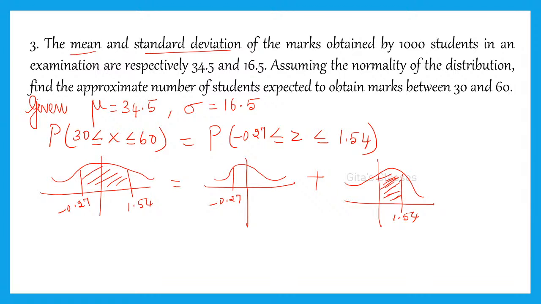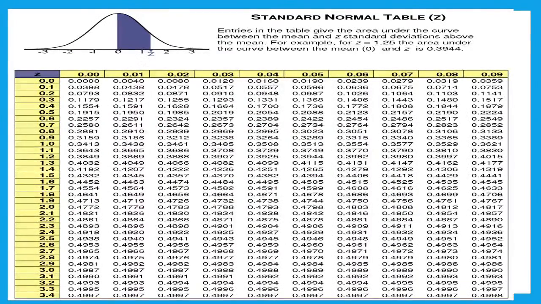And for 1.54, it is 0.4382, right? I'll show you in the table. What are the values? 0.27.